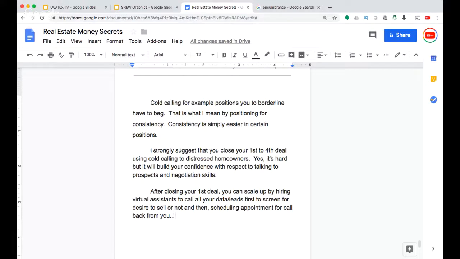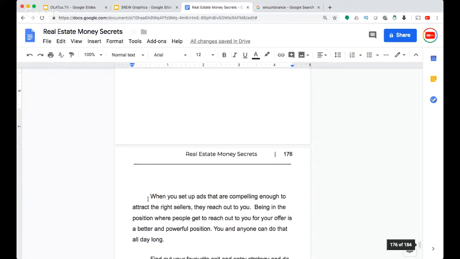Once you are closing 2 or 3 deals monthly on a consistent basis, you can then scale your marketing to online ads and PPC. All right, so that's the way to do that.